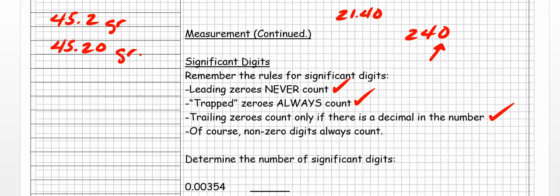Now, watch this. What if I put a decimal right after the 0? Watch what that does. Now there's a decimal somewhere in the number, and the 0 does count as significant. I have an instrument which is capable of measuring to the nearest 1 gram. It just so happens it's exactly 240 grams, okay? So, trailing zeros are significant, but only if there is a decimal somewhere in the number. Remember, that decimal does not have to be right next to the 0. It can be anywhere in the number. And then, of course, all non-zero digits count as significant.